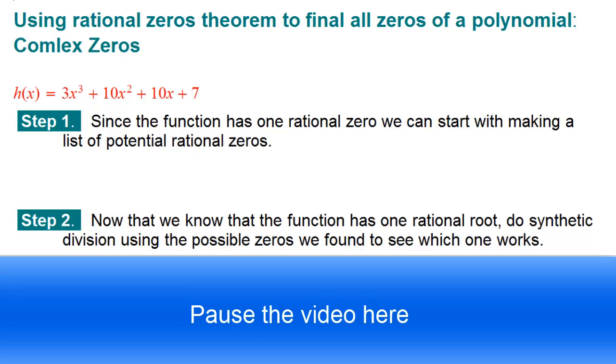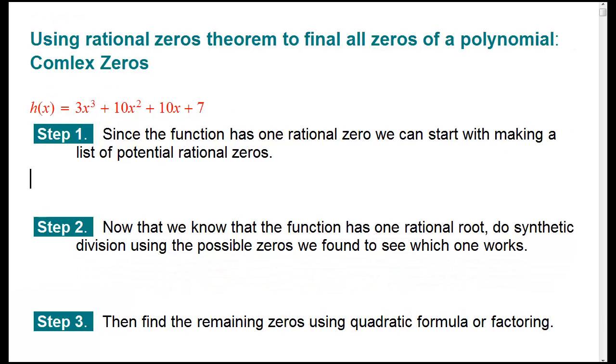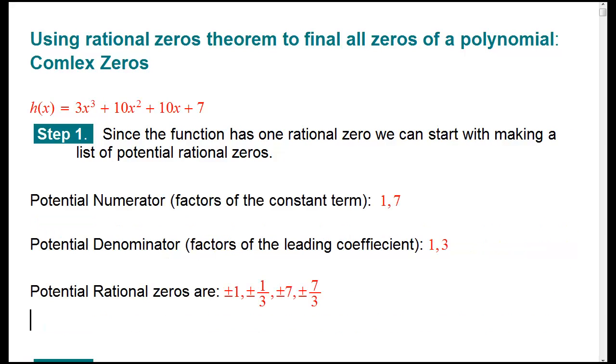So why don't you pause the video here and see if you can do step 1 by looking at possible rational zeros. Do you remember how to do that? Plus or minus numerator over denominator, where numerators are a factor of the constant term and denominators are all factors of the leading coefficient. So go ahead and pause the video and do step 1 on your own, and then you can check it. So let's see if you got the same answers if you've come back from pausing the video.